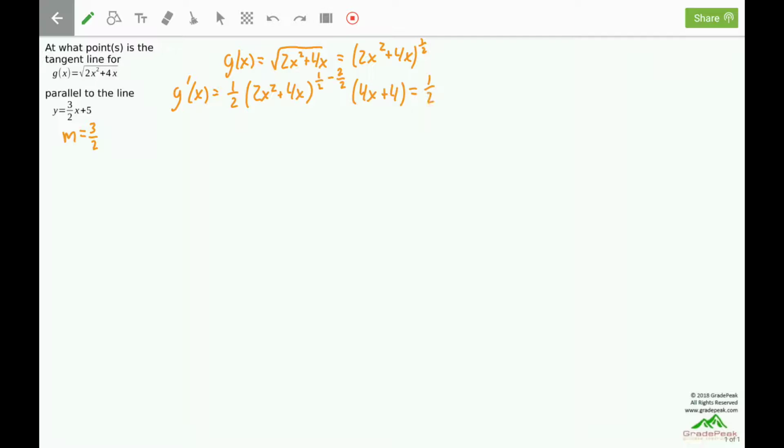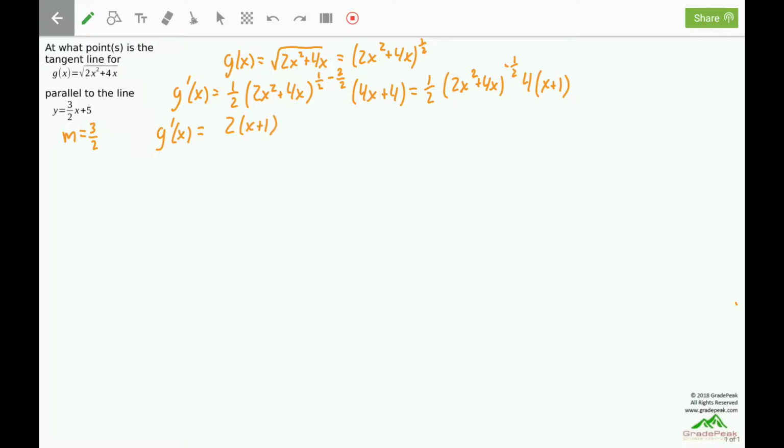So I have 1/2, I have 2x squared plus 4x that'll now be to the 1/2 minus 1, which is negative 1/2. And then I have that 4x plus 4, which has a common factor of 4. It may be a good idea to factor that out. And it's 4 times x plus 1. So my g prime of x now will be, well, I can put the 4 and the 1/2 together. 4 times 1/2 is a 2. So I will have a 2. I still have that x plus 1 left over.